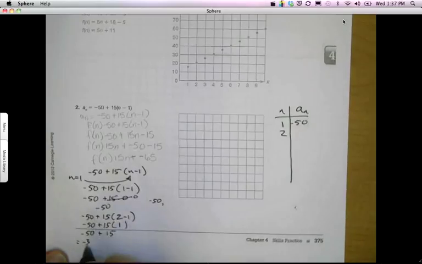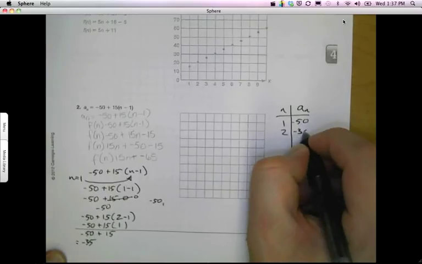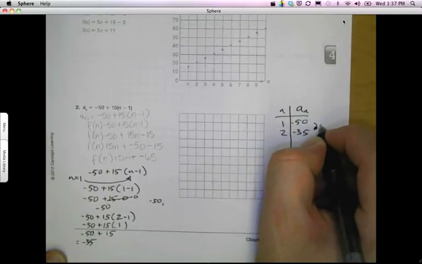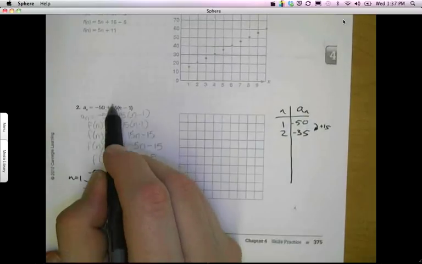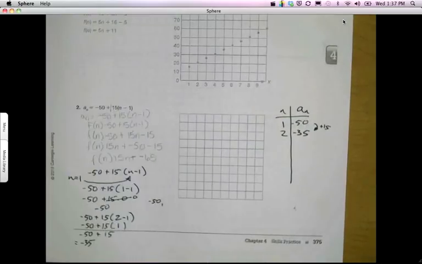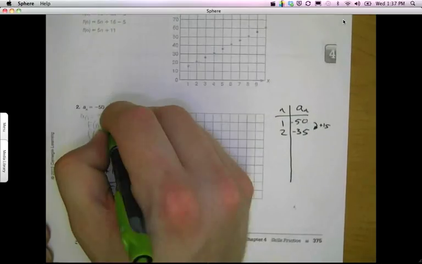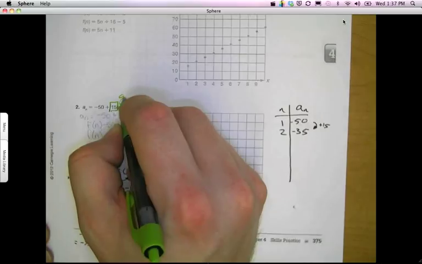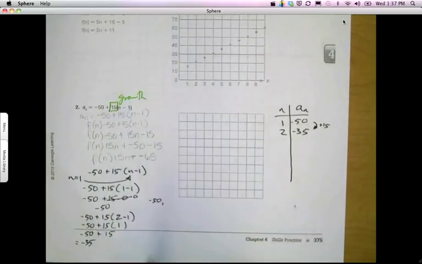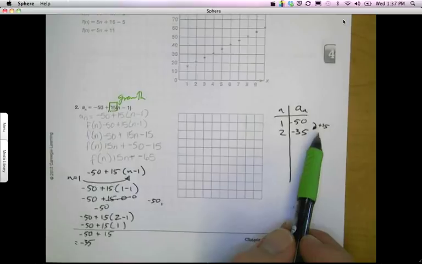Negative 35. And if you'll notice here, the difference between these is adding 15, which is exactly what my growth rate term is over here. So I'm going to put that in green because that's what I'm trying to use for my growth. So if you look here, this is my growth, and that is how much you add by every single time.